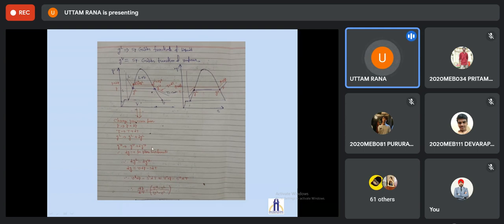So GL is equal to GB. Now if you change both the temperature and pressure, how will GL and GB change? In this way: new GL will be equal to GL plus dGL, and new GB will be equal to GB plus dGB.